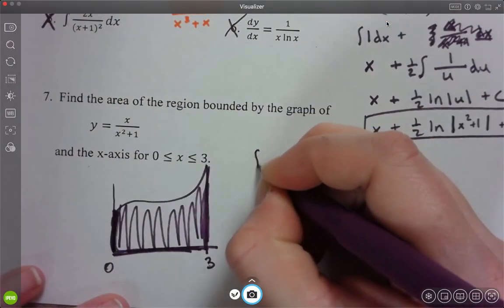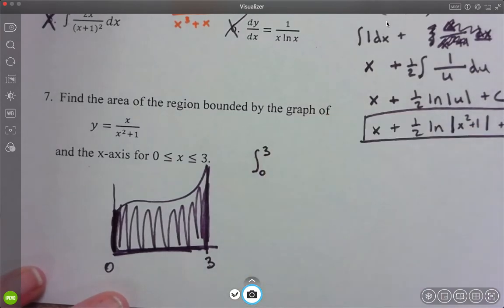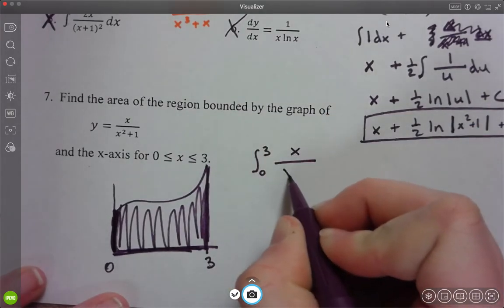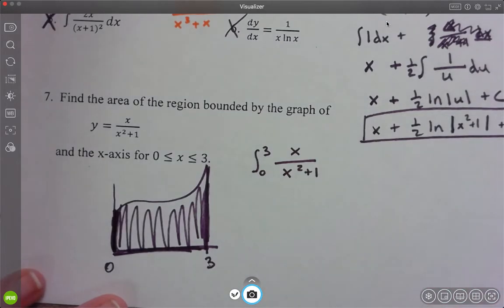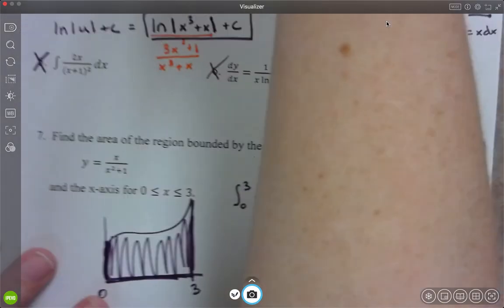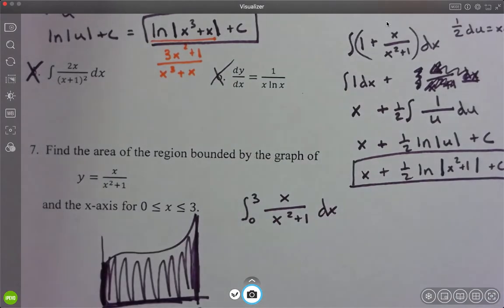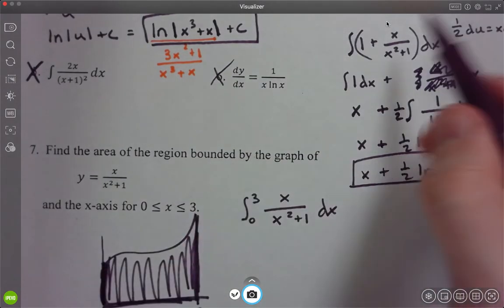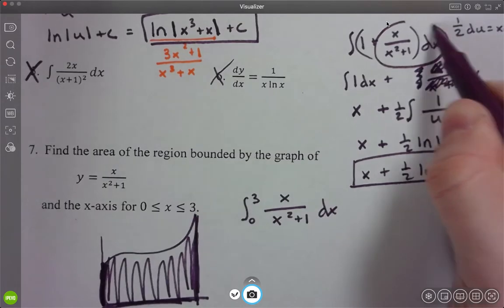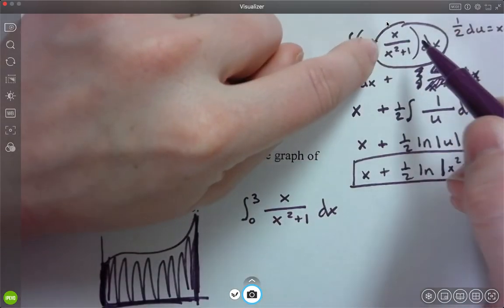So I have the integral from 0 to 3 of this stuff, x squared plus 1. Oh my gosh, we just did that. Didn't we just do that? Okay, well done. And dx, I need dx on the end of there. So we just did the antiderivative of x over x squared plus 1 dx.